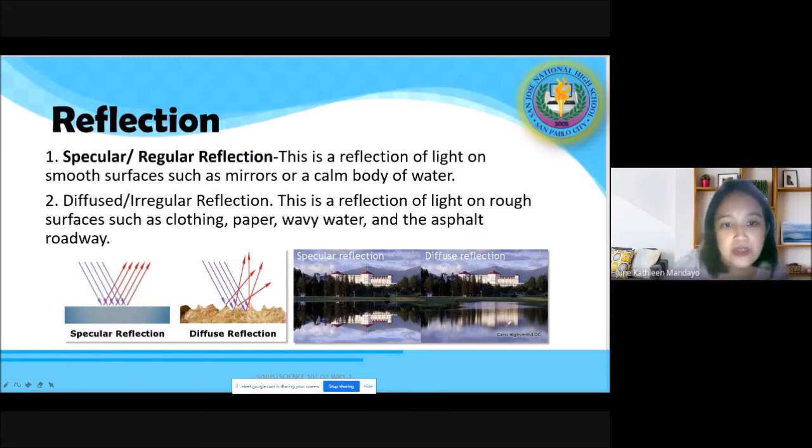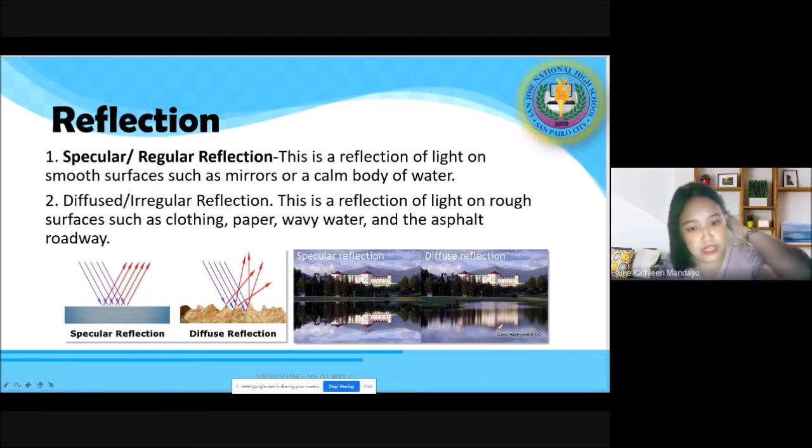Okay? And one last thing that we can consider as application of this reflection, lalo na yung specular at diffuse reflection. Kung bakit yung mga roads natin are made rough. Bukod sa syempre, to lessen friction, para hindi madulas yung mga sasakyan natin, it has also something to do with the interaction of light with these kinds of surfaces.